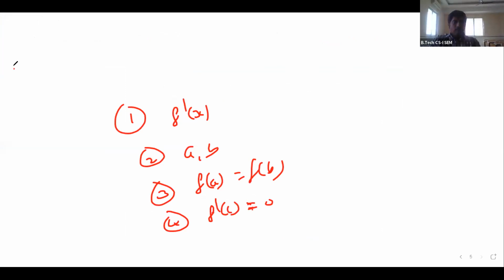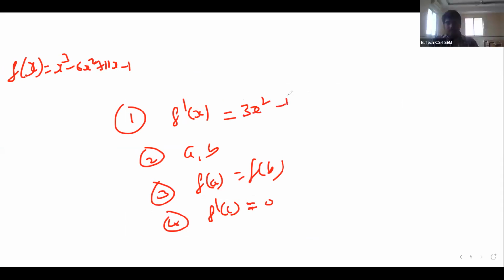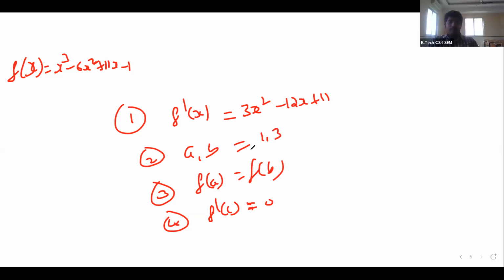Yes, f of x is x cube minus 6x square plus 11x minus 6. నాకు f dash x ఎంత చెప్పాలి? ఫాస్ట్ 1 minute లో f dash x చెప్పాలి. 3x square minus 12x plus 11. Yes, very good. Now, girls or boys, what are a, b values? 1 and 3, sir. a, b values are 1, 3.